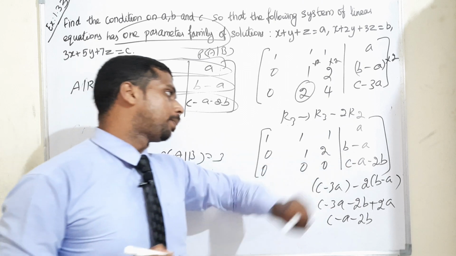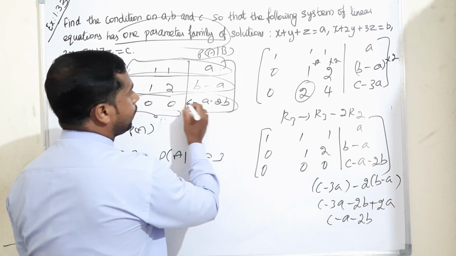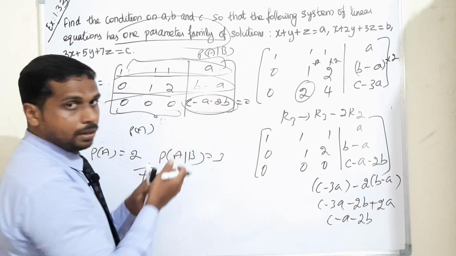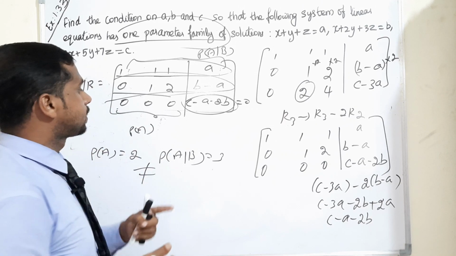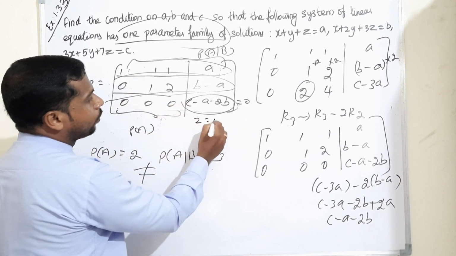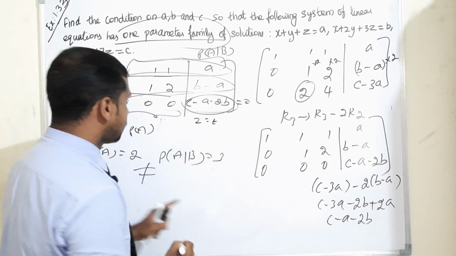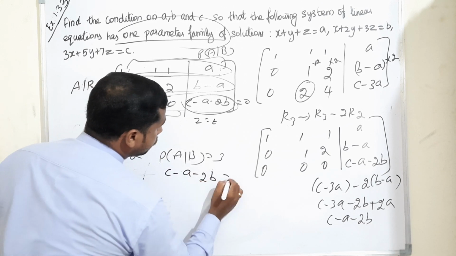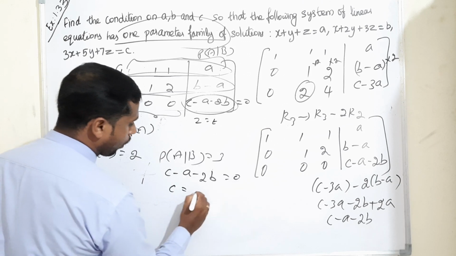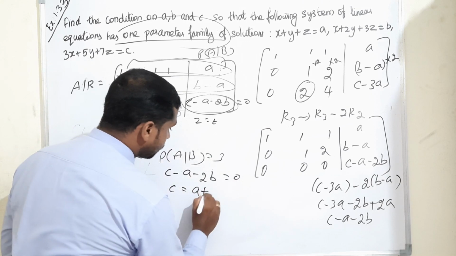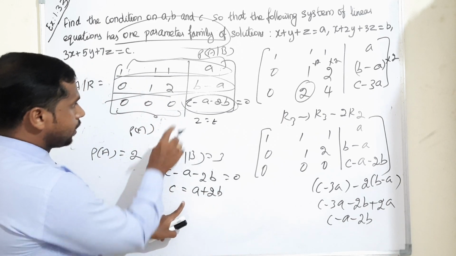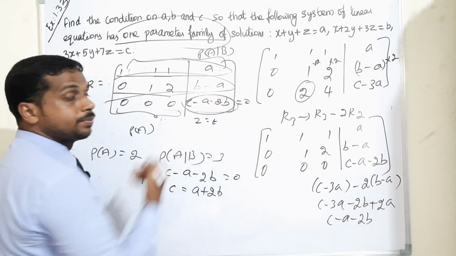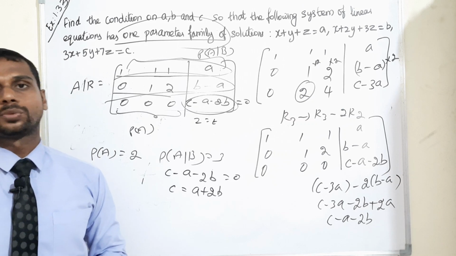When it shows it has a one parameter solution, definitely this row must be completely zero. So completely zero means the whole third row is a completely zero row. If it is a completely zero row, we can say one parameter, considering z equal to any one value. To make it a one parameter solution, c minus a minus 2b is equal to 0, so c is equal to a plus 2b, bringing a and 2b to the opposite side. Now instead of c you can apply a plus 2b: a plus 2b minus a minus 2b cancels, and we will get 0. If it's 0, definitely we can say it has a one parameter solution.